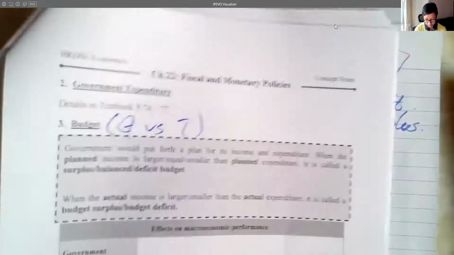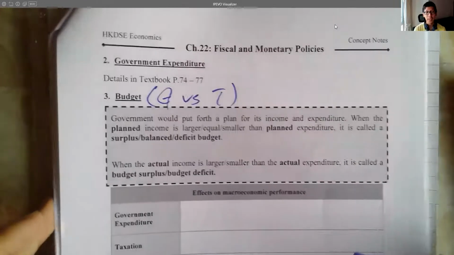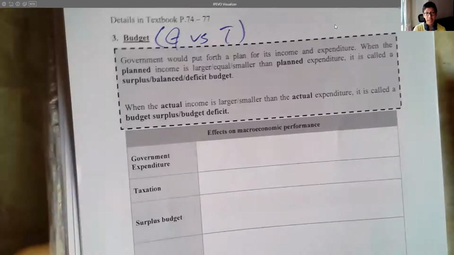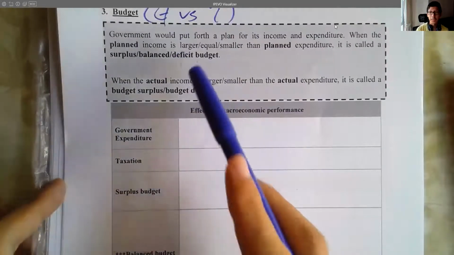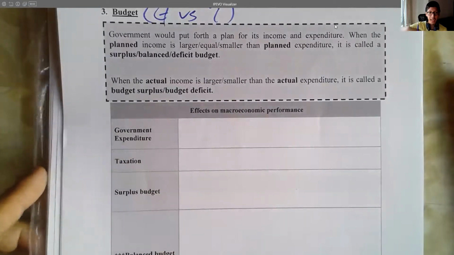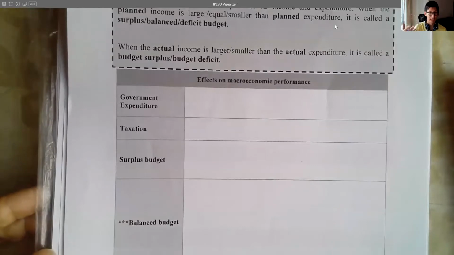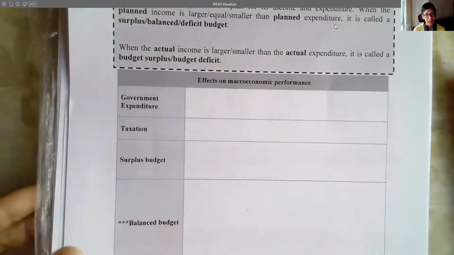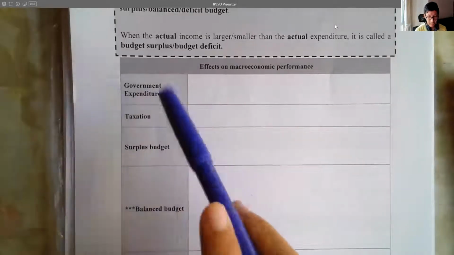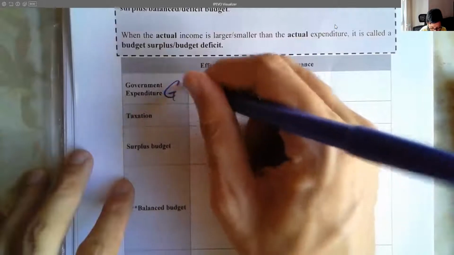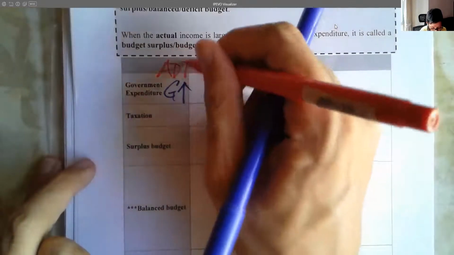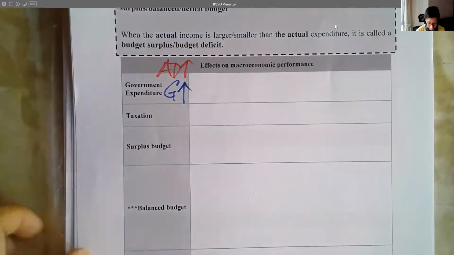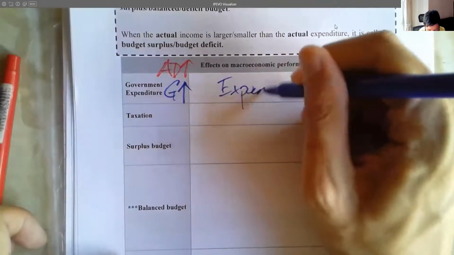Once you understand this story, you don't need to spend time reading this box. Basically it says the same. But the more important thing is how the so-called deficit budget and surplus budget are going to affect macroeconomic performance. First of all, remember when government spends money, basically we are saying G increases. If you remember, when G increases, most of the time it means AD would go up. Therefore we call this effect an expansionary effect.